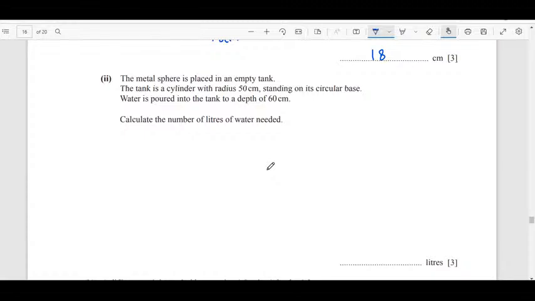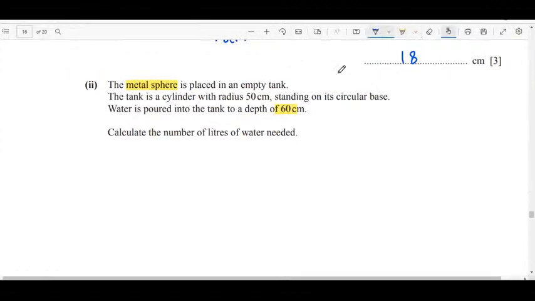Imagine that you have a circular tank and you have placed the metal sphere in it, and now you are to pour water in it till this depth. Okay. So how many liters of water would be required? So for such questions, I'll be talking about the volume of the cylinder. I'll subtract the volume of the metal sphere just so I have the volume left, and that would basically give me the number of liters of water.